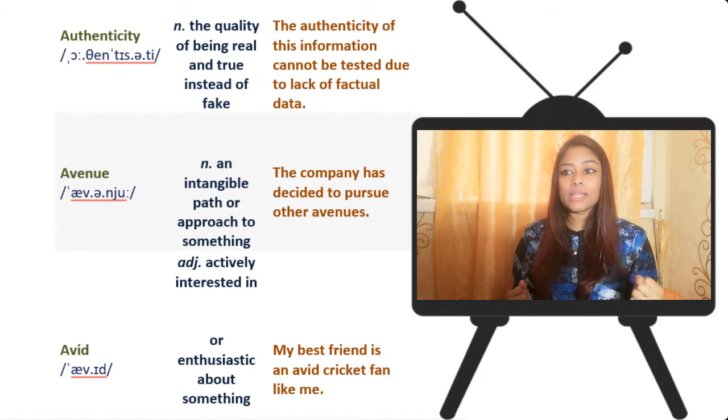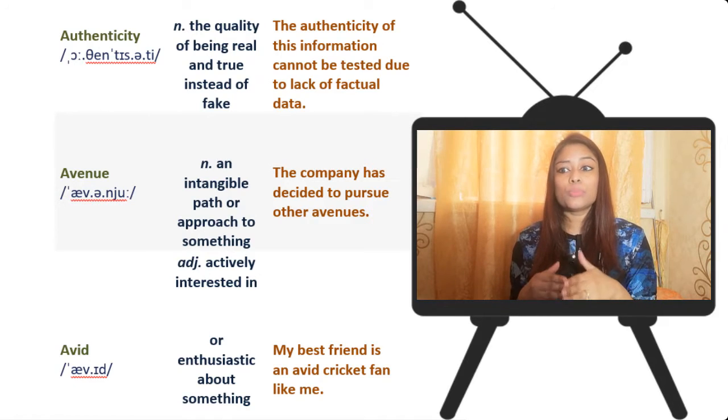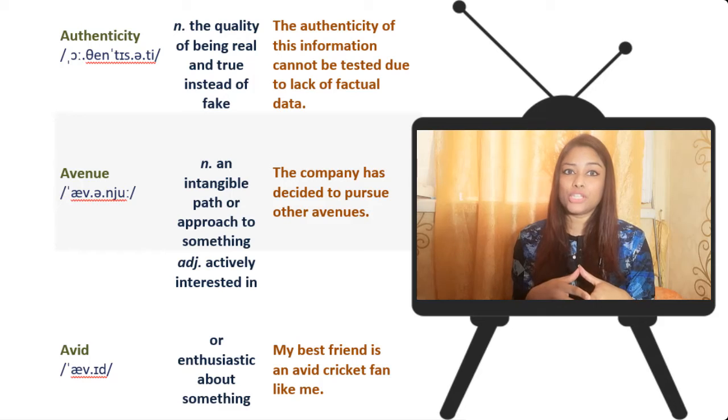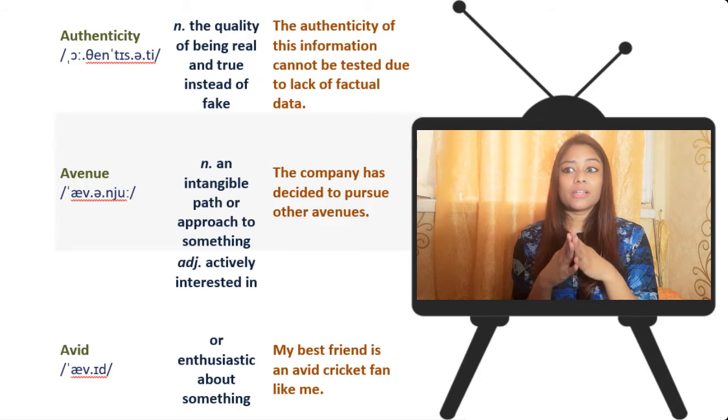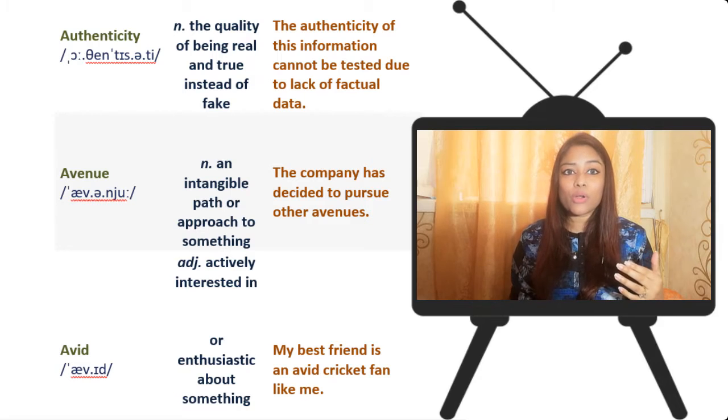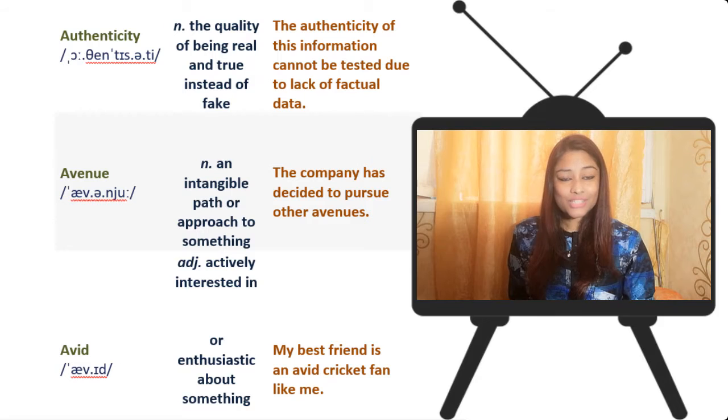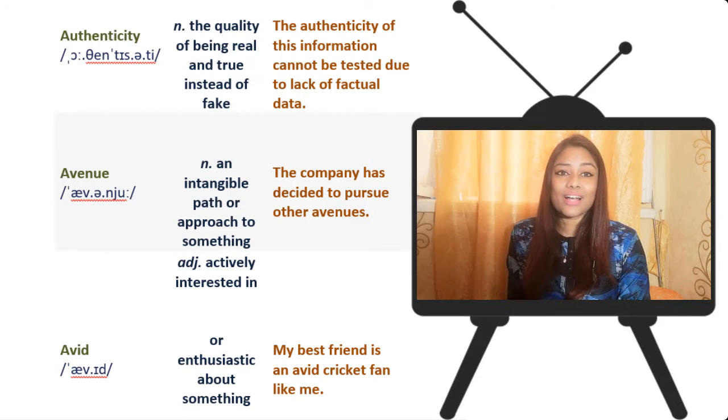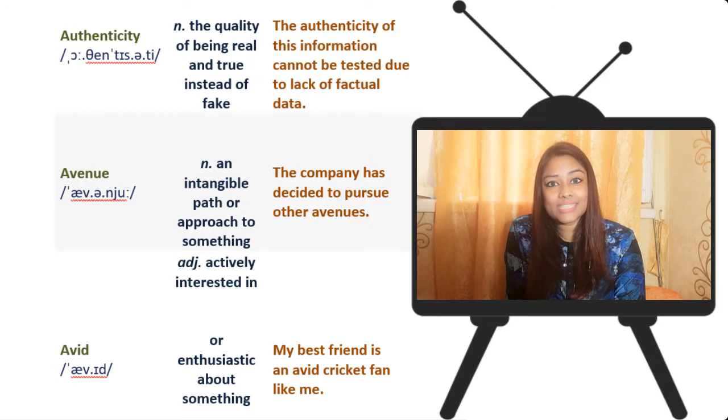The company has decided to pursue other avenues. That means the company has decided to pursue other ways or other routes or other paths. So isn't it a word which can lift up your quality of sentence?